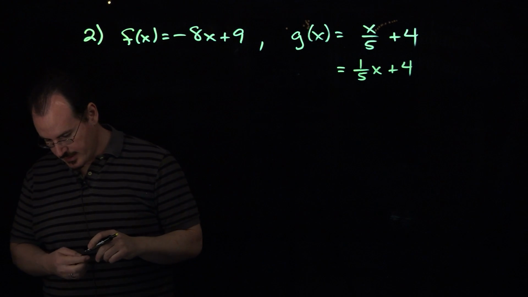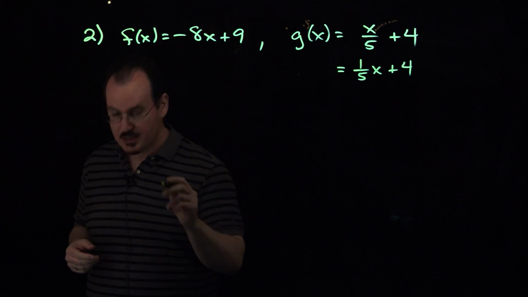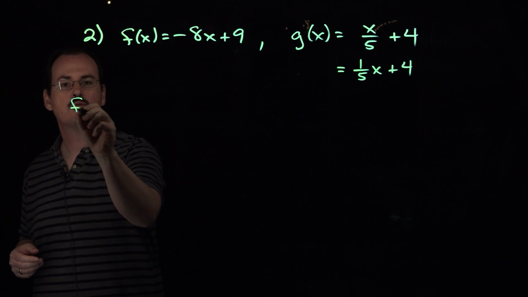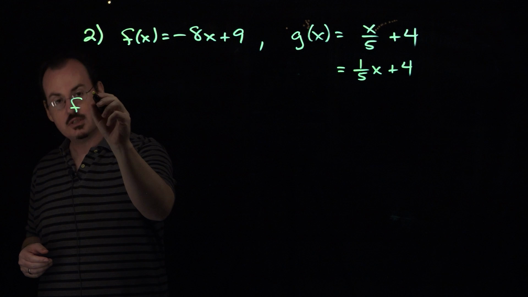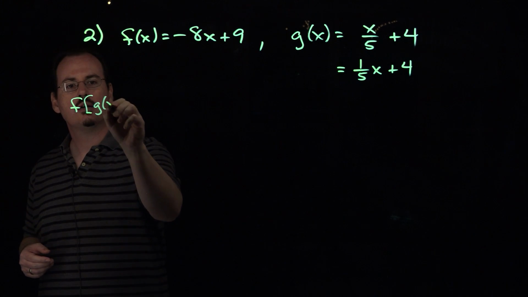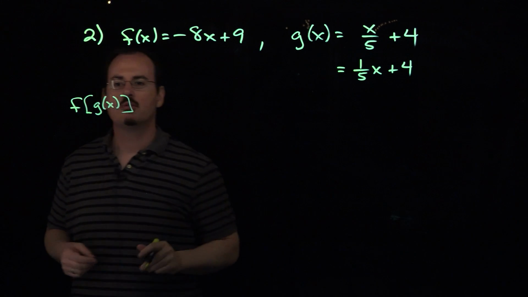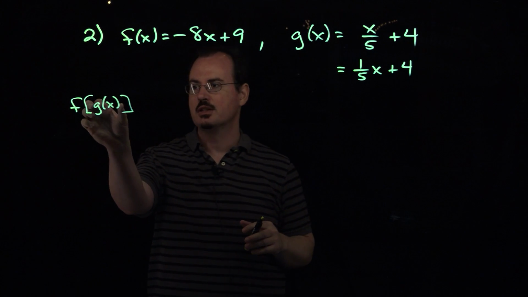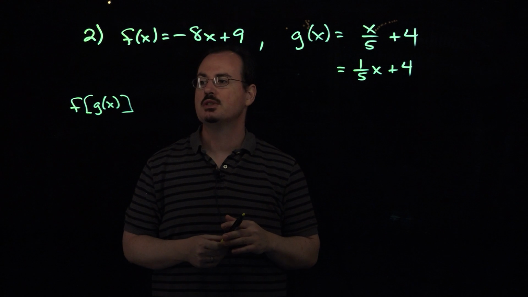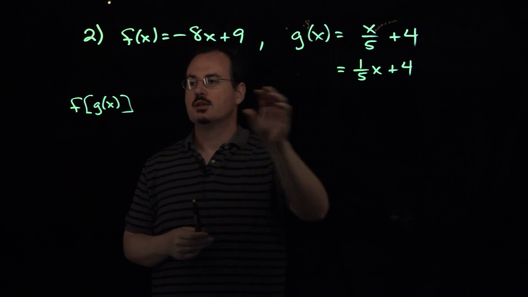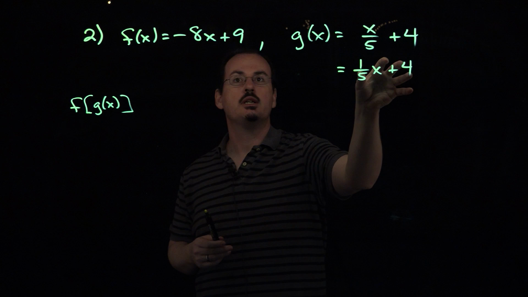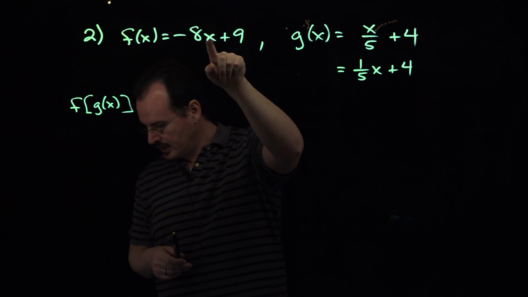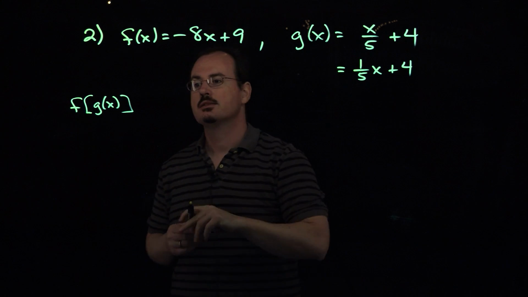We want to find f of g of x and then g of f of x. Okay, so we'll do this one first. F of g of x. Now, in the previous example, what we were doing is plugging in numbers. Here, we're going to take the entire function. We're going to take that whole g function and plug it into the f function wherever we see an x. So I take the g function, which is this one here, and I'm going to insert it into the other function wherever I see an x.